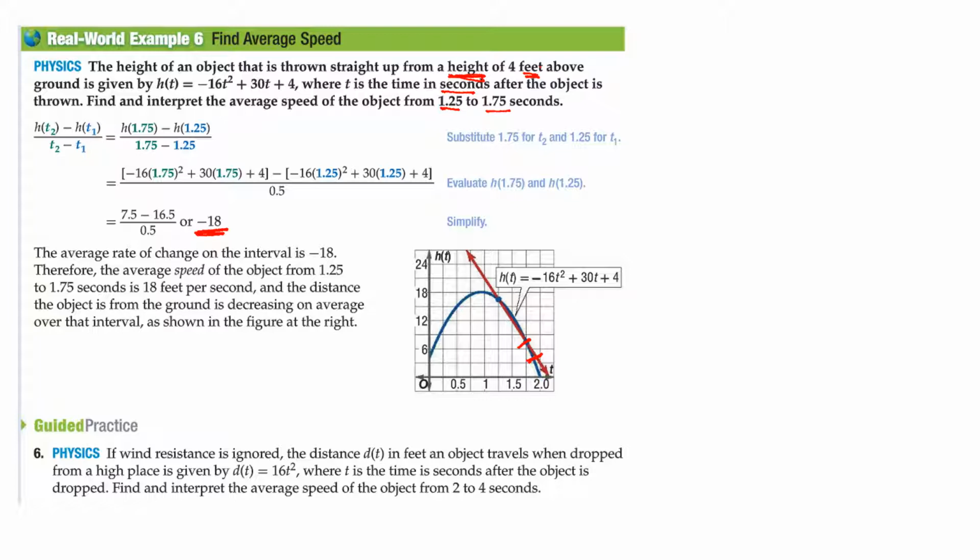The same would be true here. You can go ahead and try this one. The distance in feet, okay, so we've got feet again. An object traveled when dropped from a high place is given by this, where t is the time in seconds. So we're going to have feet per second after the object is dropped. Find and interpret the average speed of the object from 2 to 4 seconds. So you plug 2 and 4 into that equation and find the slope.